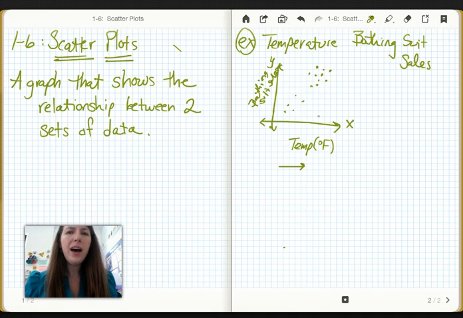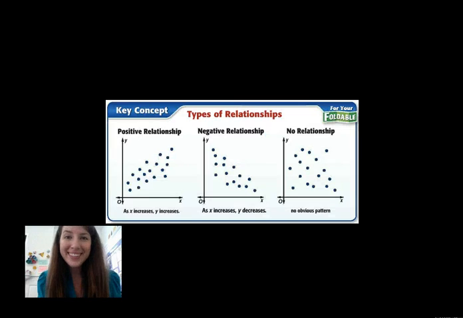And overall, if I was someone who owned a store and wanted to know how to market bathing suits and when to market bathing suits, I might want to look at these types of trends. Let's go ahead and take a look at your handout. It is page 38, and we'll look to see what kinds of trends and relationships exist within scatter plots.